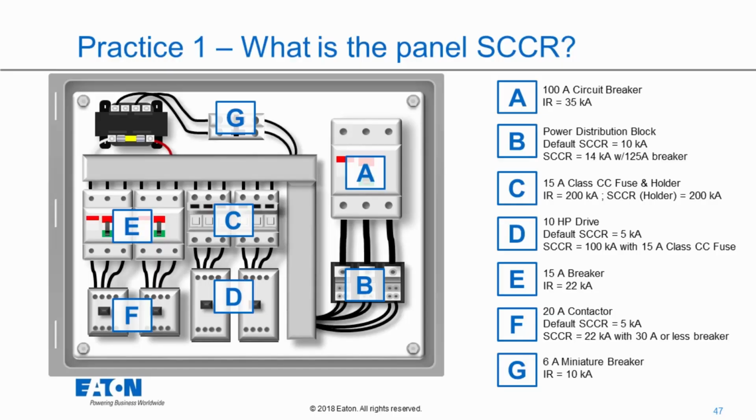We've got branch EF, which is a 15 amp circuit breaker with an interrupting rating of 22 kA that feeds a 20 amp contactor with a default short circuit current rating of 5 kA, or an SCCR of 22 kA with a 30 amp or less breaker.